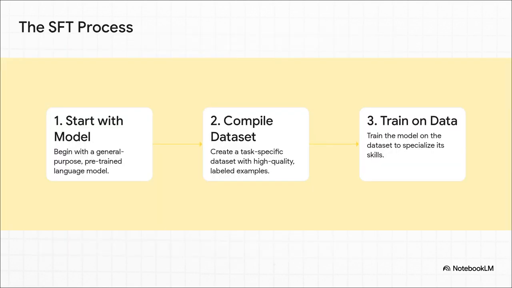Instead, we're teaching it a new skill by showing it thousands and thousands of perfect examples of that skill in action. So the whole process really breaks down into 3 simple steps. First, you start with that general pre-trained model we talked about. Now, step 2 is the secret sauce. You put together a super high-quality data set of perfect examples. We're talking thousands of ideal conversations. And finally, step 3, you train the model on that data set. You're basically showing it, when you see this kind of question, give this kind of answer over and over again until that new skill just becomes second nature.